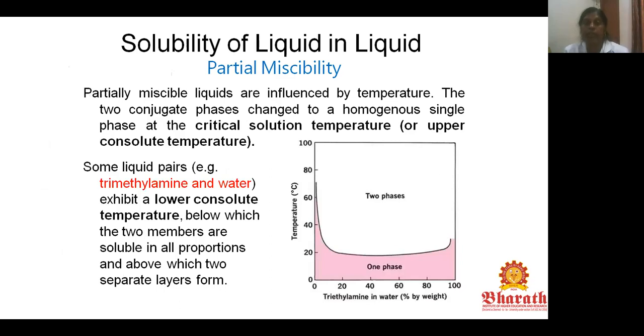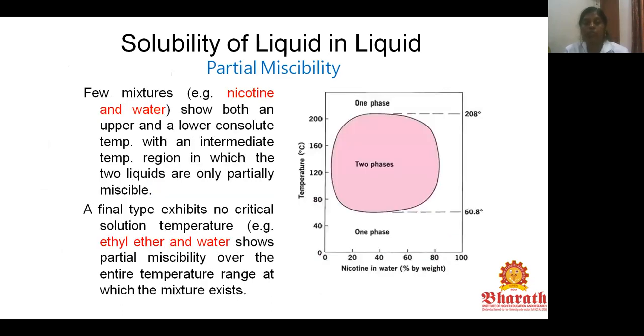Partially miscible liquids are influenced by temperature. The two conjugate phases change to a homogeneous single phase at the critical solution temperature, otherwise called the consolute temperature. Example: trimethylamine and water, which exhibits a lower consolute temperature, below which the two components are soluble in all proportions and above which two separate layers are formed. Another example is nicotine and water, which shows both upper and lower consolute temperatures, with an intermediate temperature region in which the two liquids are only partially miscible.